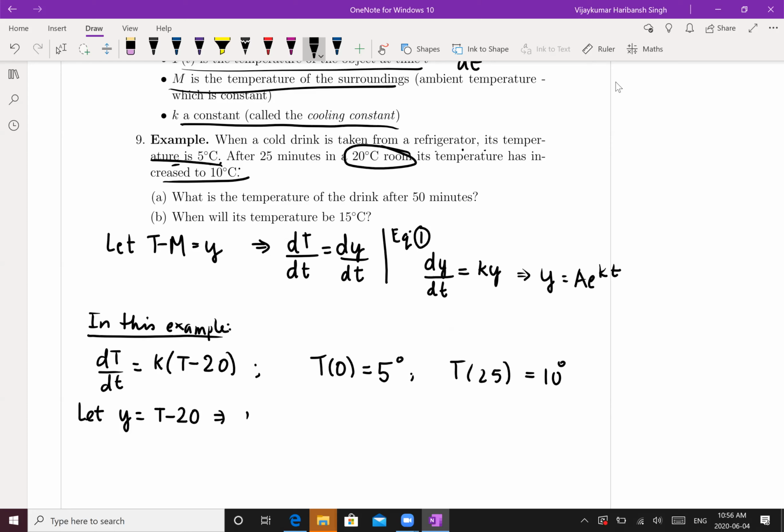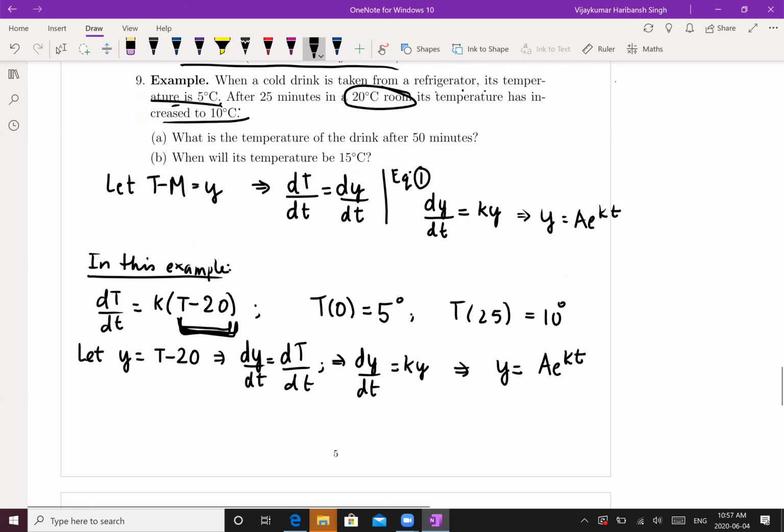So this would imply dy by dt equals to dt by dt. So I'm going to replace this. The reason why I'm replacing this is because generally I'm used to solving dy by dt equals to ky, right? So we get that. And what is the solution? So we get dy by dt equals to ky. So this implies the solution is y equals to a e to the power kt, right? So this is a solution.